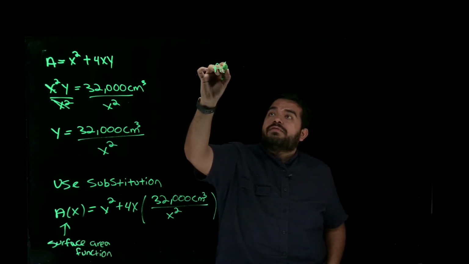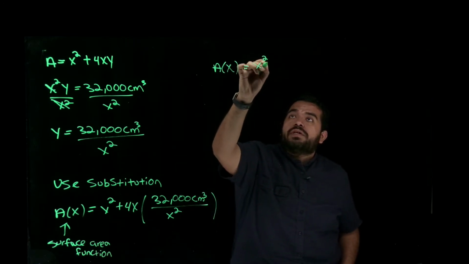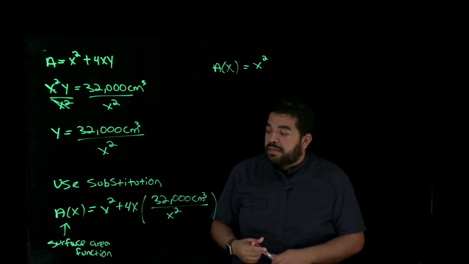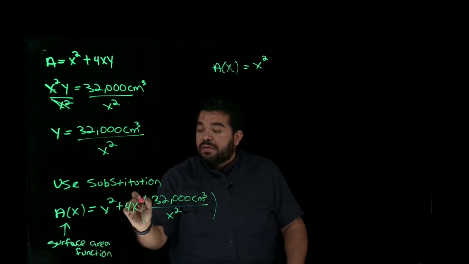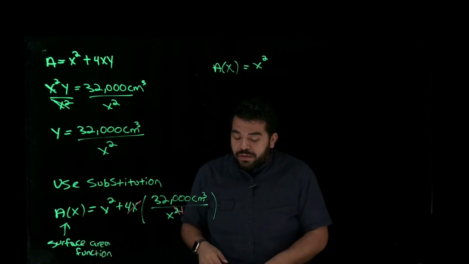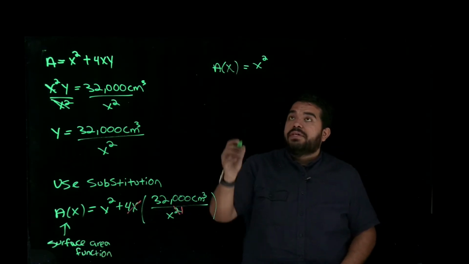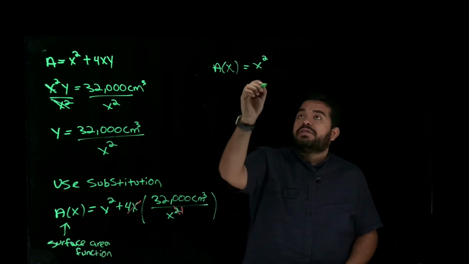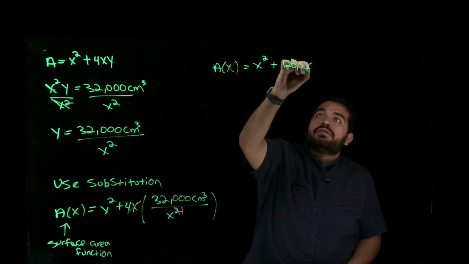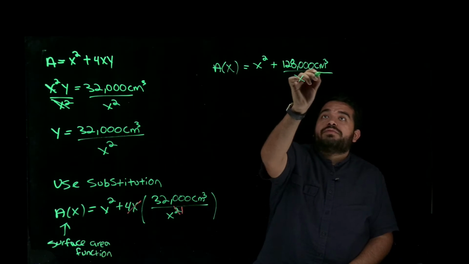So we have this function that we created, A of x is equal to x squared. Now notice here I have an x squared and I have an x up here. So this is going to cancel out with one of these, and I have one remaining. The next thing I have to do is multiply 4 times 32,000 centimeters cubed, and that is going to give me plus 128,000 centimeters cubed divided by x, because I still have one x remaining there.